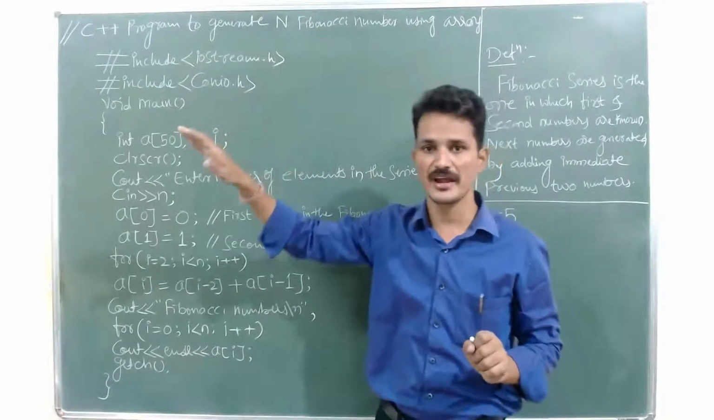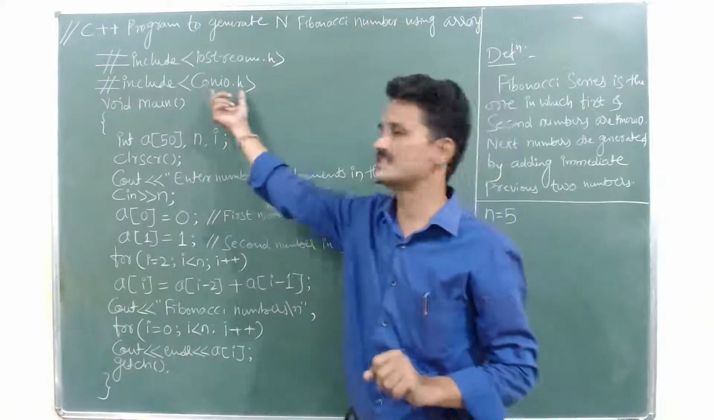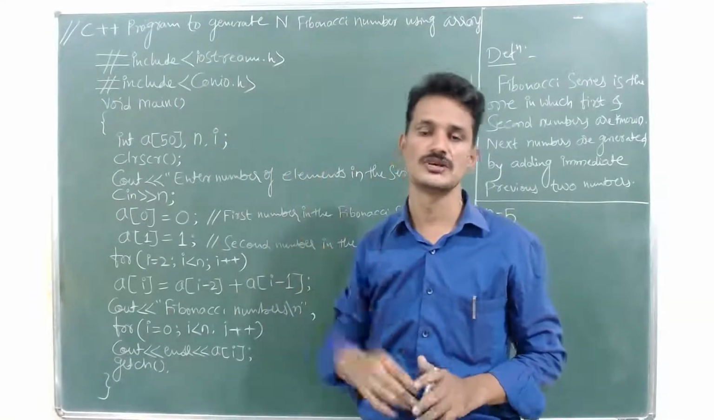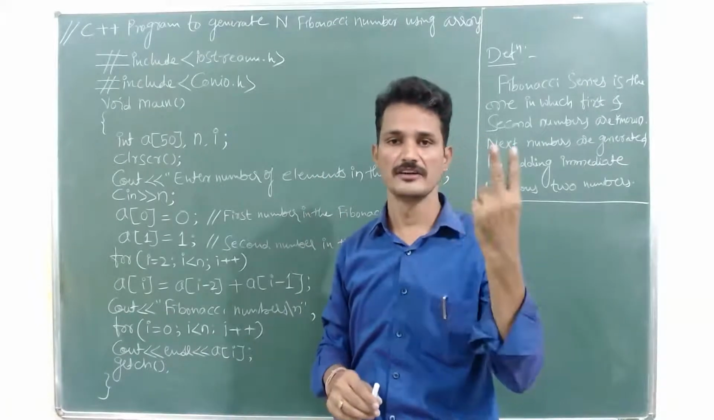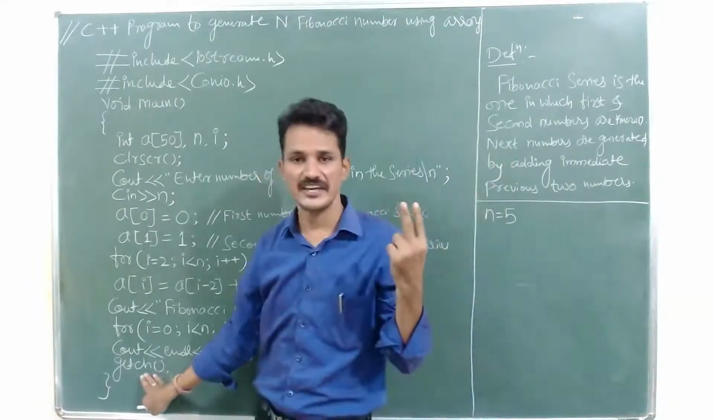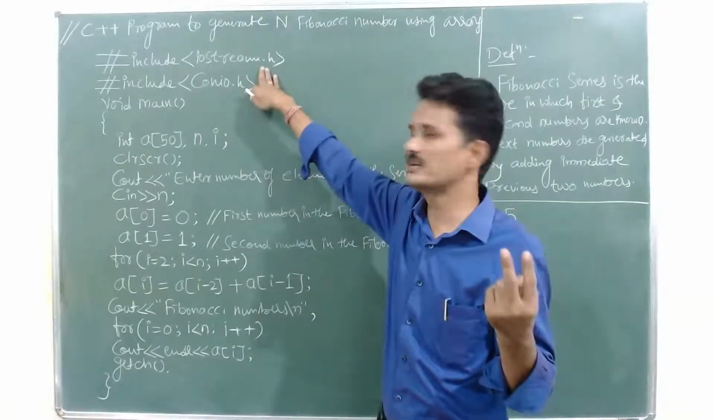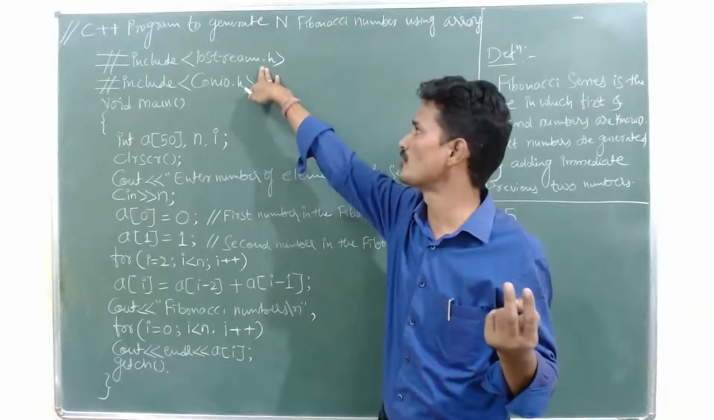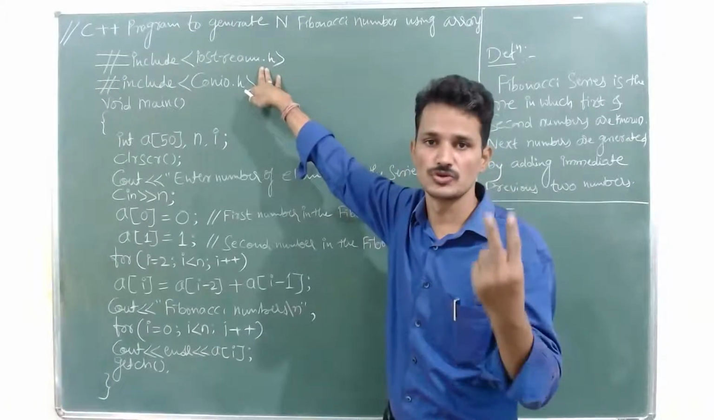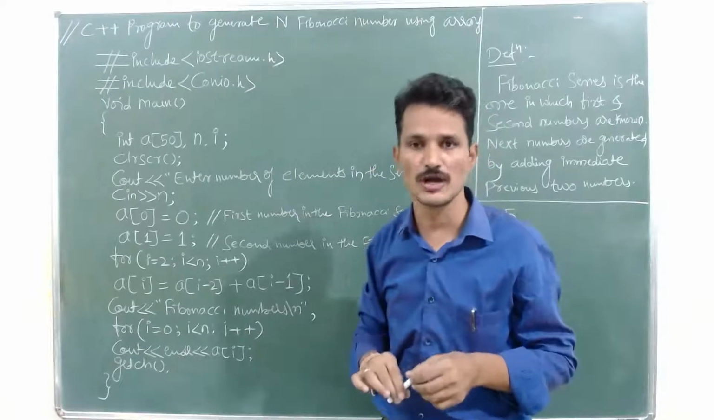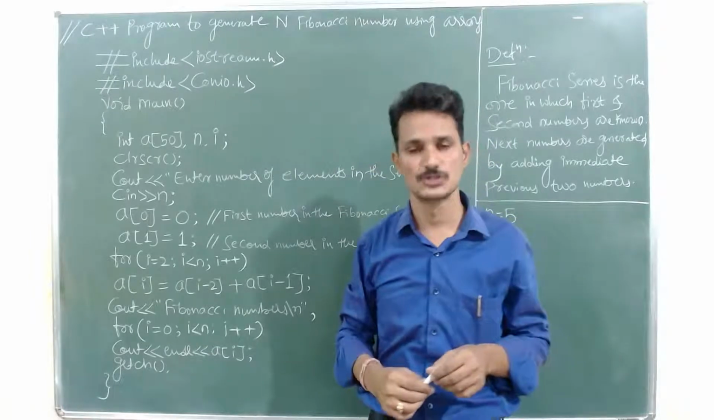As I already explained in the previous session, the second header file is exclusively used for two functions. One is clrscr, and another one is getch function. For these two functions, we'll make use of this header file. The first one, as you all are familiar with, iostream.h. We are using this header file for two statements, that is cout and cin. Cout stands for console output, cin stands for console input.